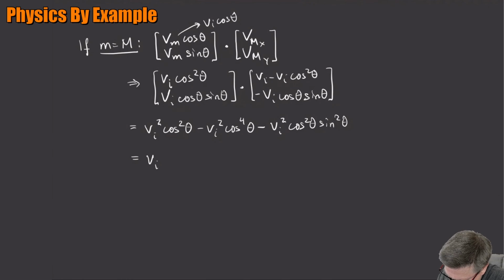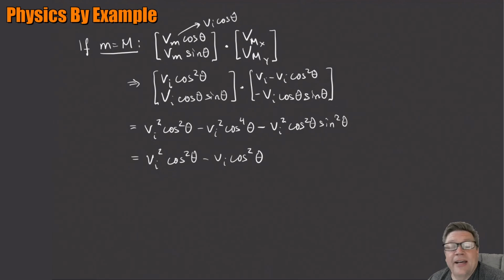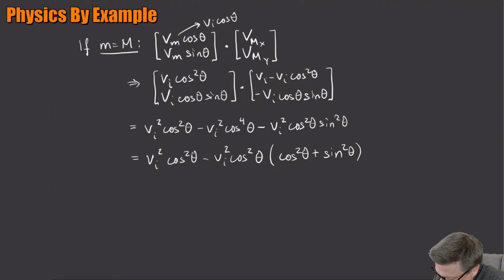So this is going to be Vi squared cosine squared theta minus Vi squared cosine squared theta. Those last two terms, let me take out a Vi squared cosine squared theta from each one. I'm going to factor that out, right? And then I'm just going to have cosine squared theta plus sine squared theta. Look at that. So that's just going to be 1. And then look at the terms on the outside. Vi squared cosine squared minus Vi squared cosine squared, it's 0. That's a cool result.